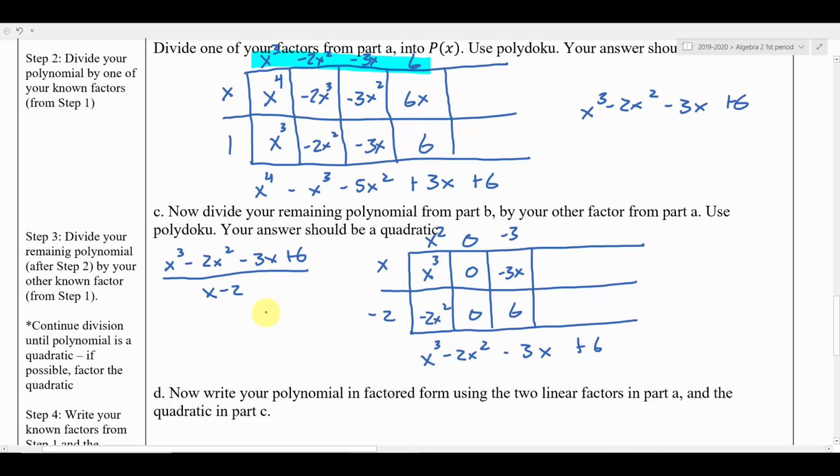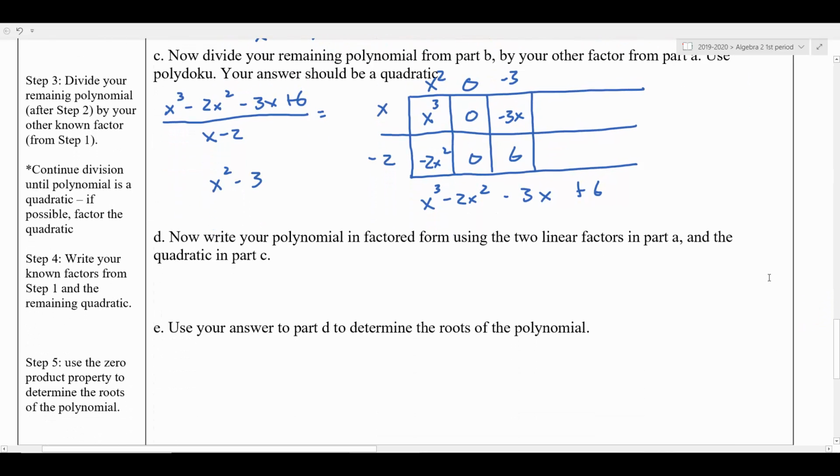All right, so when I divided these two things, this is what I got. I got x squared minus 3. All right, so I started with this 4th degree polynomial that we see right here. Okay, we divided it by x plus 1. We got this. Then I divided it again by the other factor, x minus 2, and I got this. Okay? So here's what my polynomial looks like right now. Let's check this out. This is what we're dealing with.